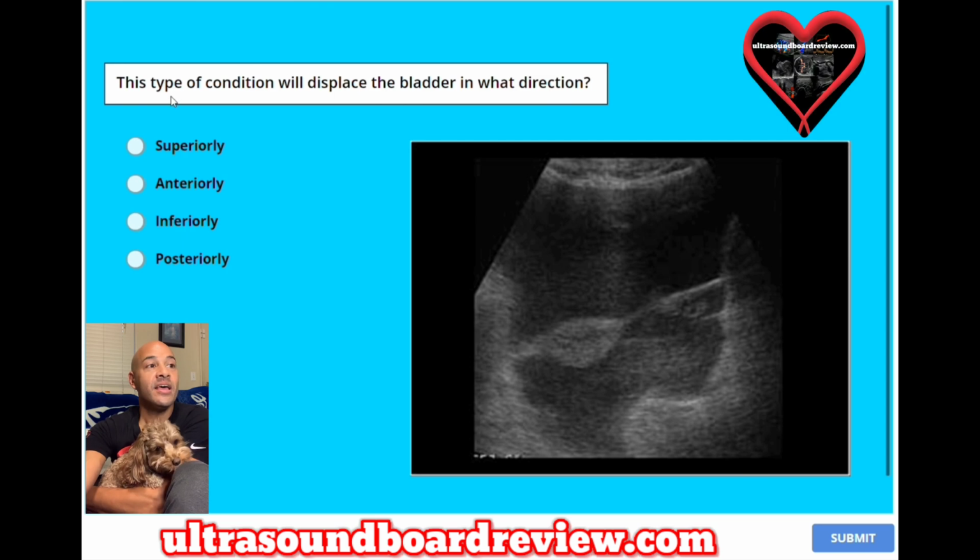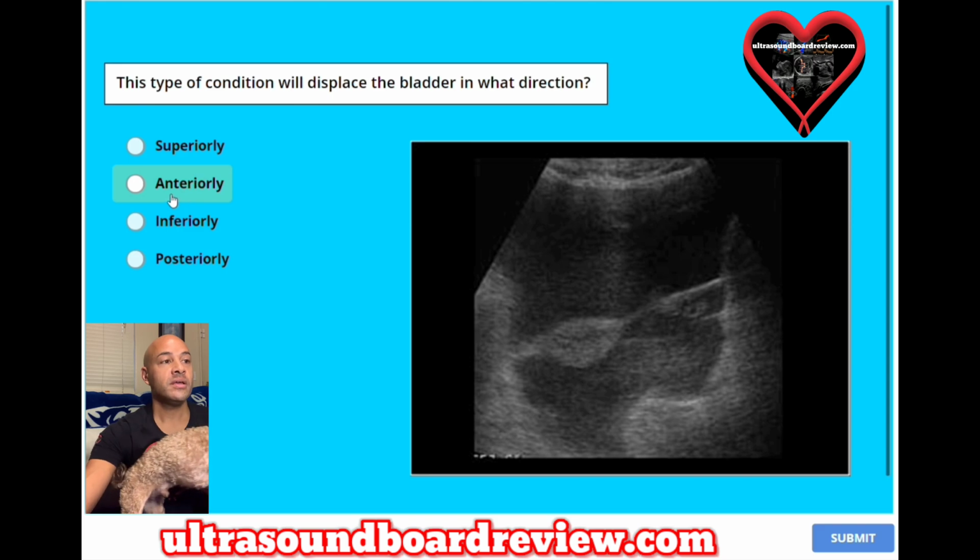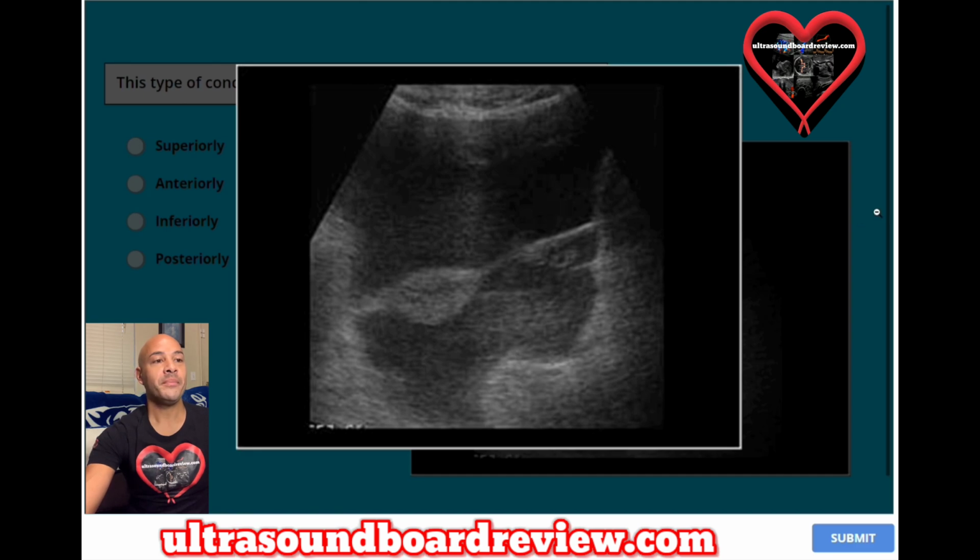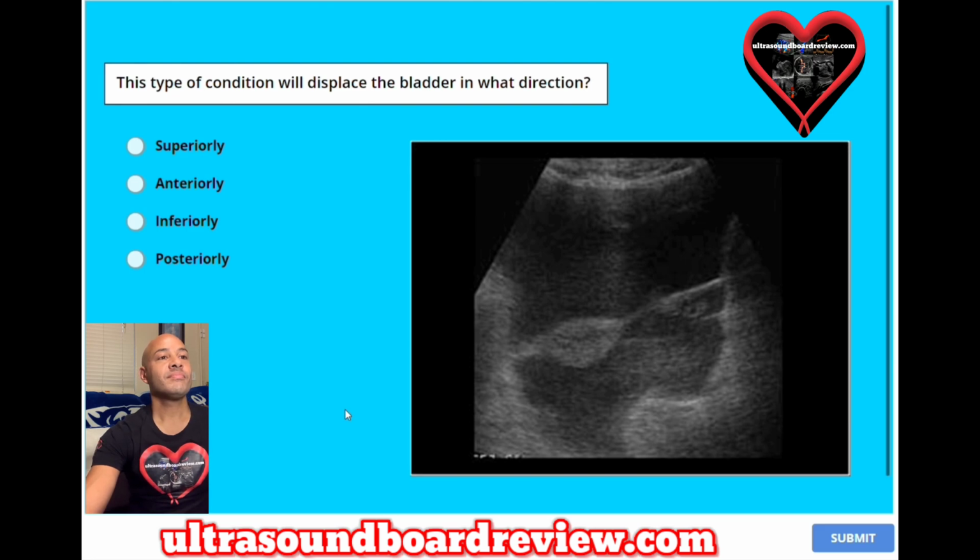Question 138. This type of condition will displace the bladder in what direction? A, superiorly, B, anteriorly, C, inferiorly, or D, posteriorly? The answer is B, anteriorly. Anytime you have a hematoma in this area, it'll displace the bladder anteriorly.